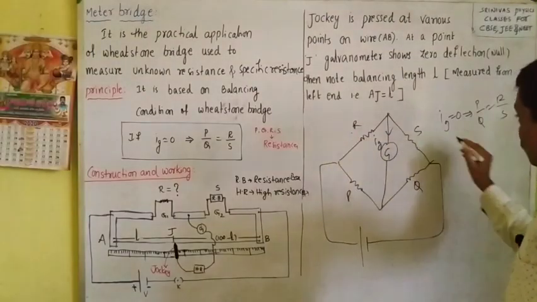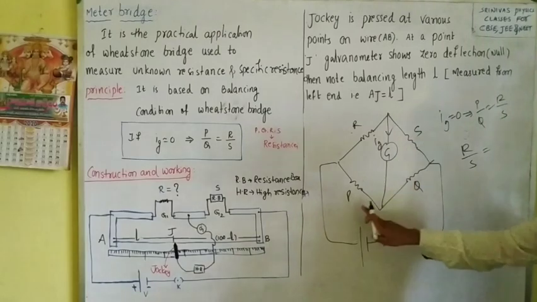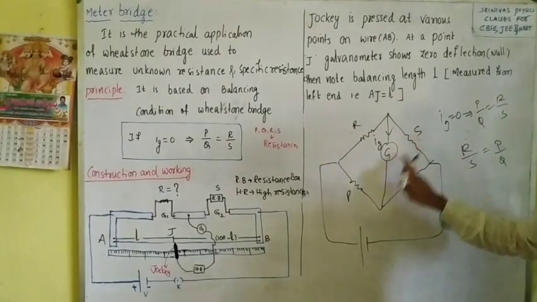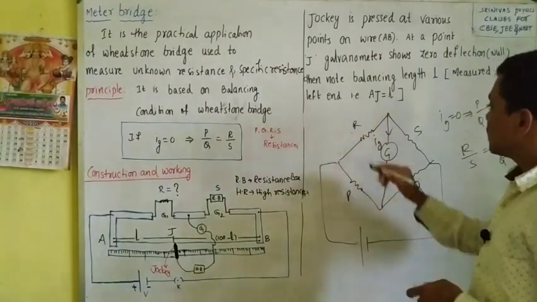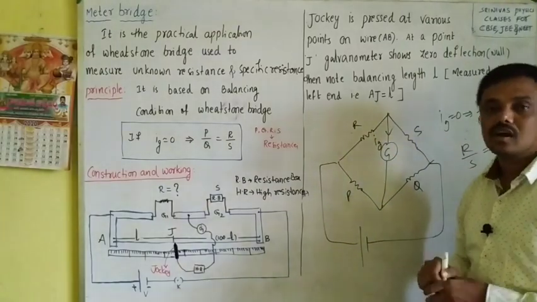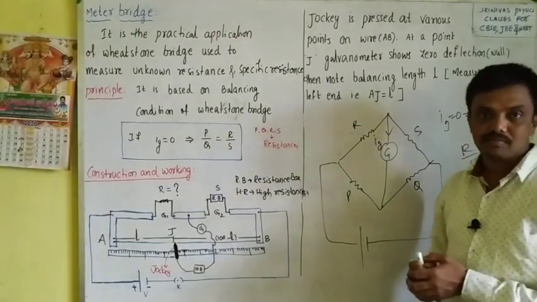The ratio of these two resistances, R by S, is equal to P by Q. The ratio of these two resistors equals the ratio of these two resistors. But in the Wheatstone bridge we took this as P, this as Q, this as R, this as S, then P by Q equals R by S. P by Q equal to R by S means R by S is equal to P by Q. There is no problem, right?